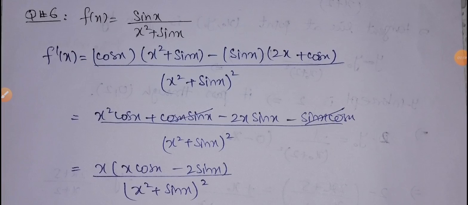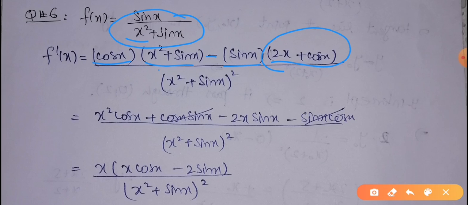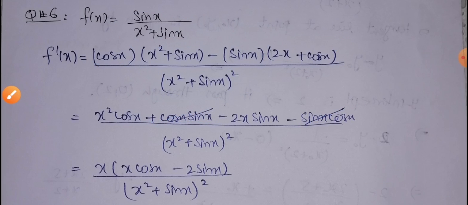For example, we have question number 6 from the exercise. We have to find the derivative where the function is given as sin x over x square plus sin x. Clearly we have to apply the quotient rule here. So the derivative of the numerator, which is cos x, denominator as it is, minus numerator as it is, derivative of the denominator. The derivative of x square is 2x and the derivative of sin x is cos x, and the whole is divided by the square of the denominator. So we are just going to simplify it: x square cos x plus cos x sin x minus 2x sin x minus sin x cos x. So the negative and positive will cancel out, and here is the answer for this.